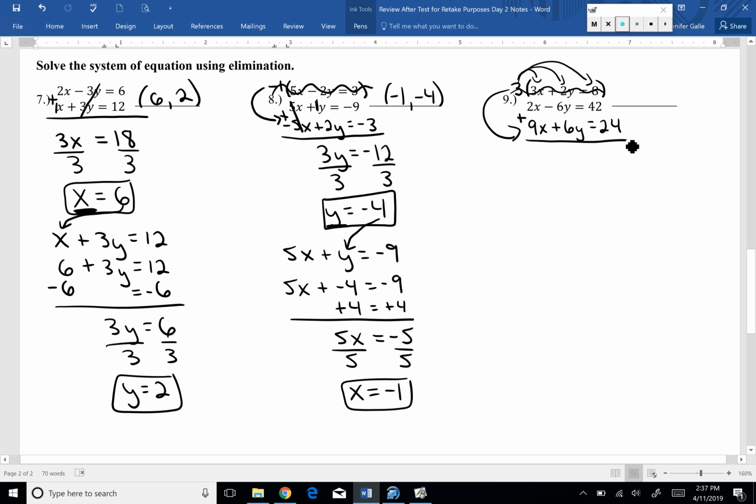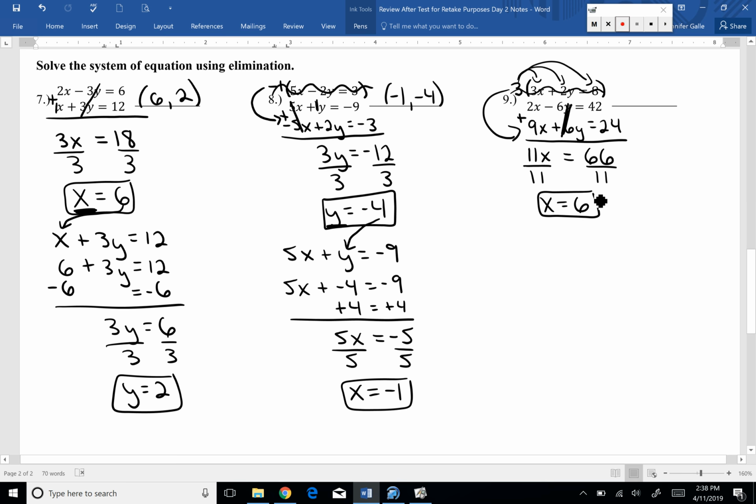2x plus 9x gives me 11x. Negative 6y, positive 6y. They're eliminated. And then I have 42 plus 24 gives me 66. Divide by our 11, and x equals 6.